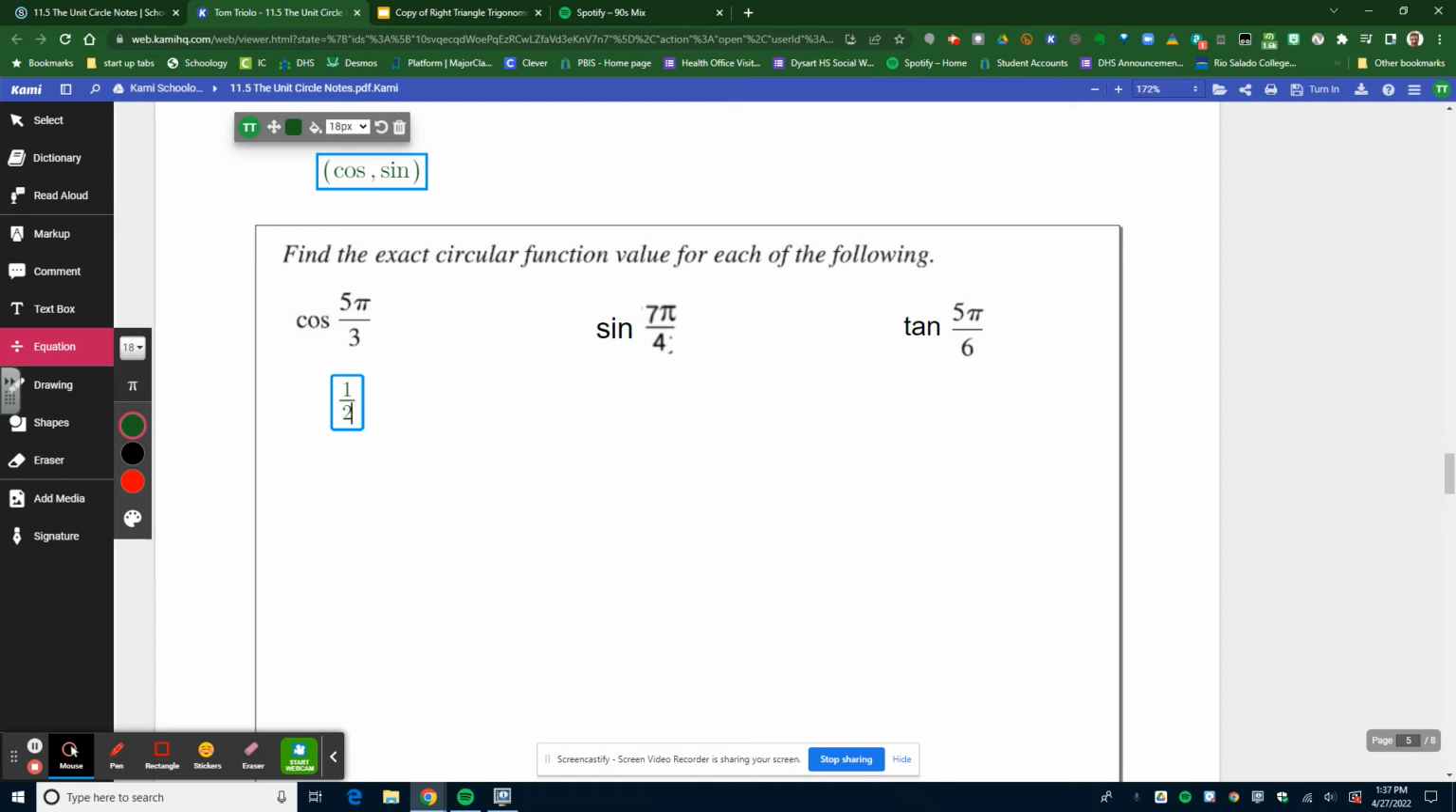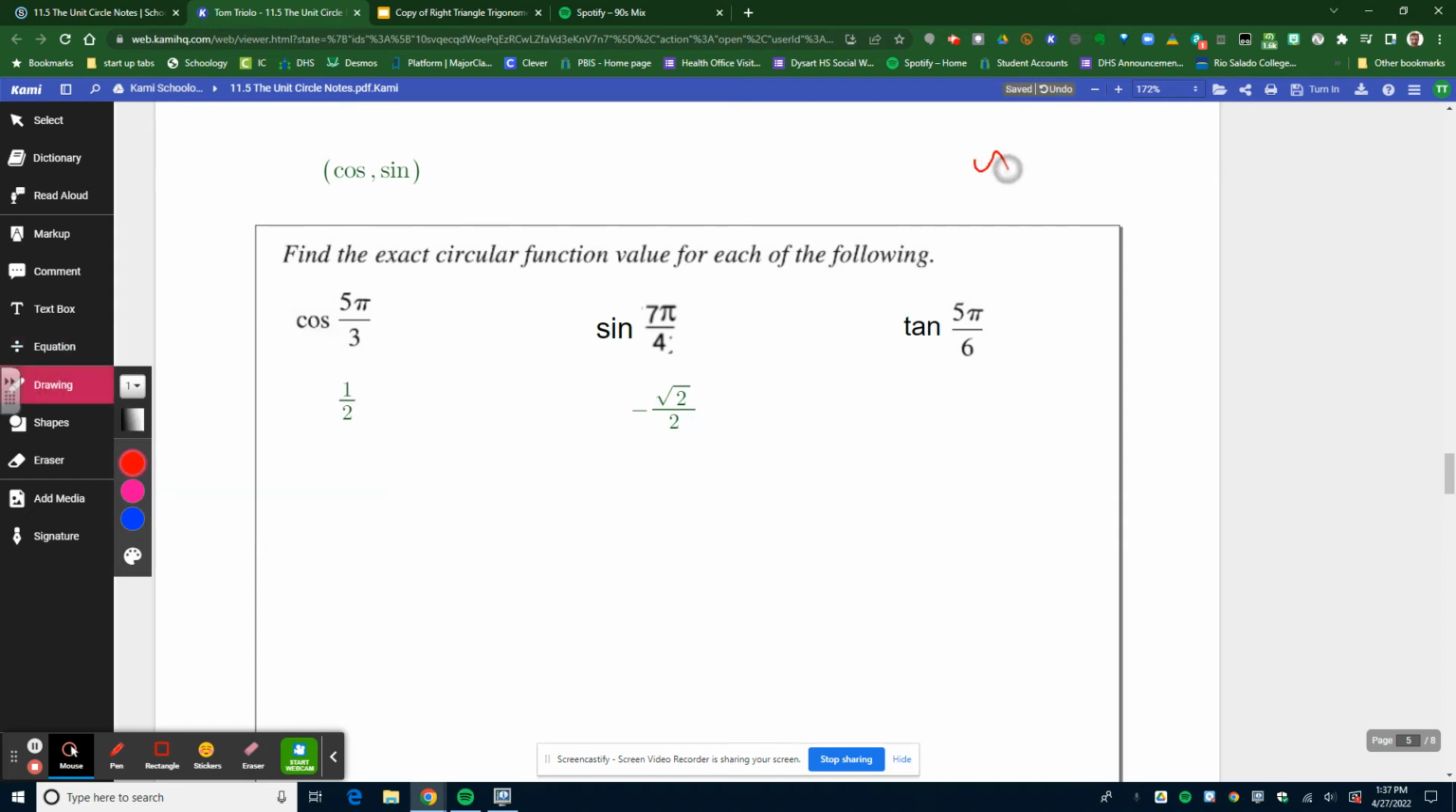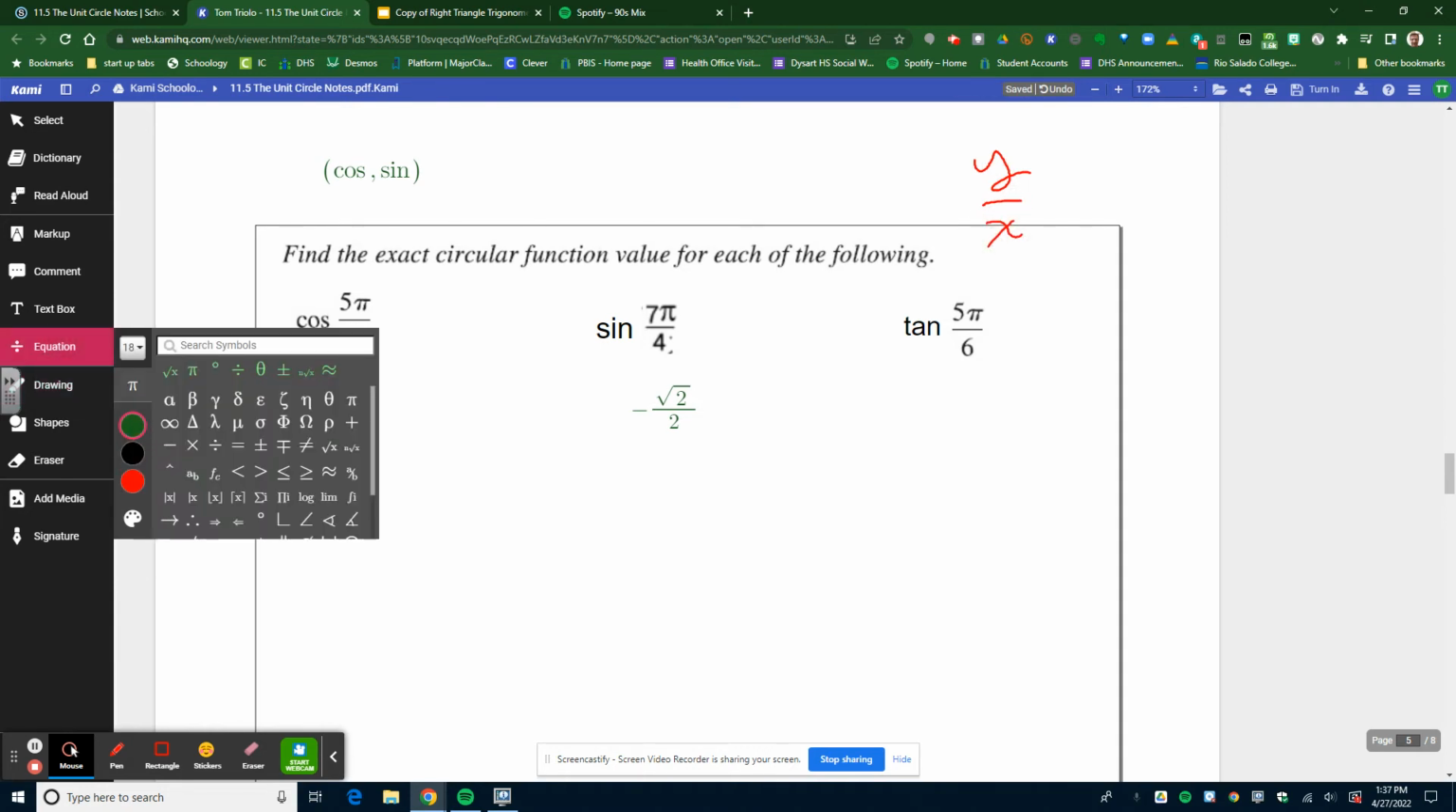So this first day, it took a while, but by Friday, you're going to get this done in probably about 5 minutes. So look for 7 pi over 4. What's the y value? Negative square root of 2 over 2. The last one, a little harder. So remember, tangent is defined to be y over x. So find your y value at 5 pi over 6.